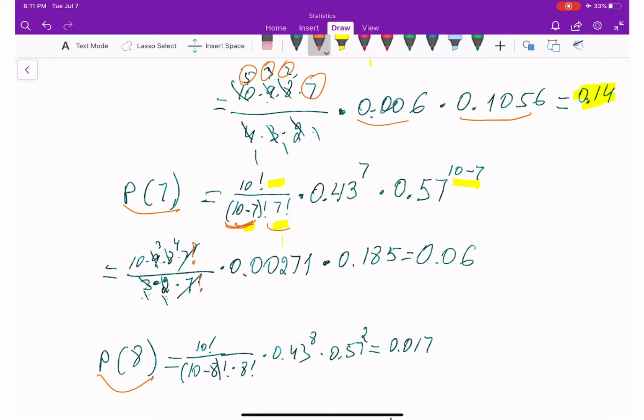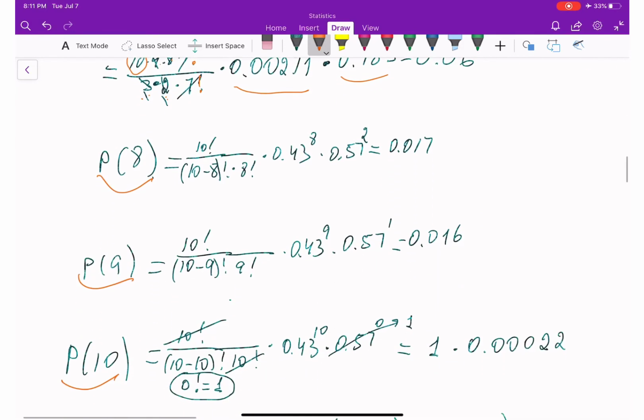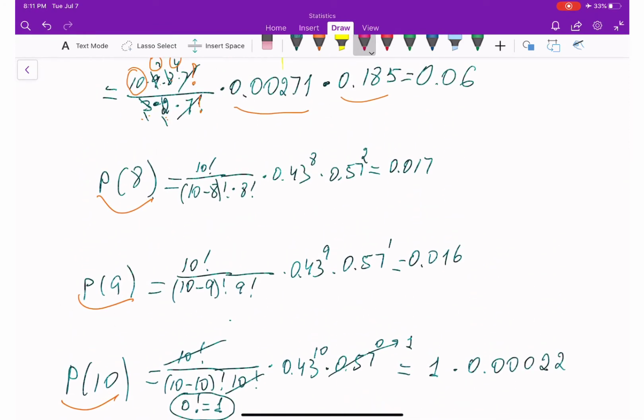That's it. I have left 10 times 3 times 4, and times 0.43 to power 7. This is this much. 0.57 to power 3 is this much, and that will give me 0.06. So the same way I calculate the probability for 8, 9, and 10. Let me shade it.